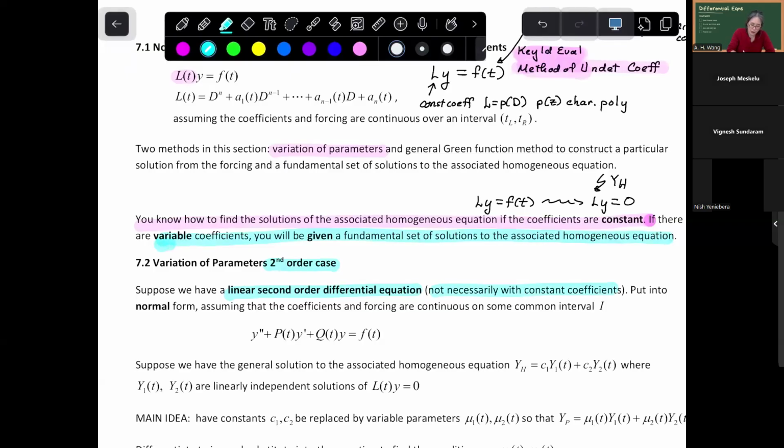If you don't, you will be given a fundamental set of solutions to L of t y equals 0, right? You'll be given it this way. But you still have to find a particular solution, all right? So now remember when it's linear, you always put it into normal form, meaning the leading coefficient is a 1. We're going to assume that the coefficients of the forcing are continuous over some common interval.